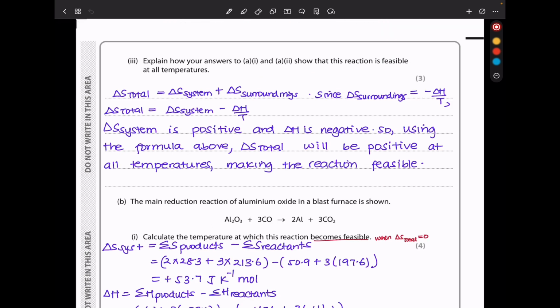And next I say explain how your answers in A1 and A2 show that this reaction is feasible at all temperatures. To do this, delta S total is equal to delta S system plus delta S surroundings, where delta S surroundings is negative delta H over T. So when I substitute, it becomes that. Remember, delta S system was positive and delta H is negative. So if this is positive and that is negative, it means the S surroundings is also going to be positive. So delta S total will be positive at all temperatures, making the reaction feasible.